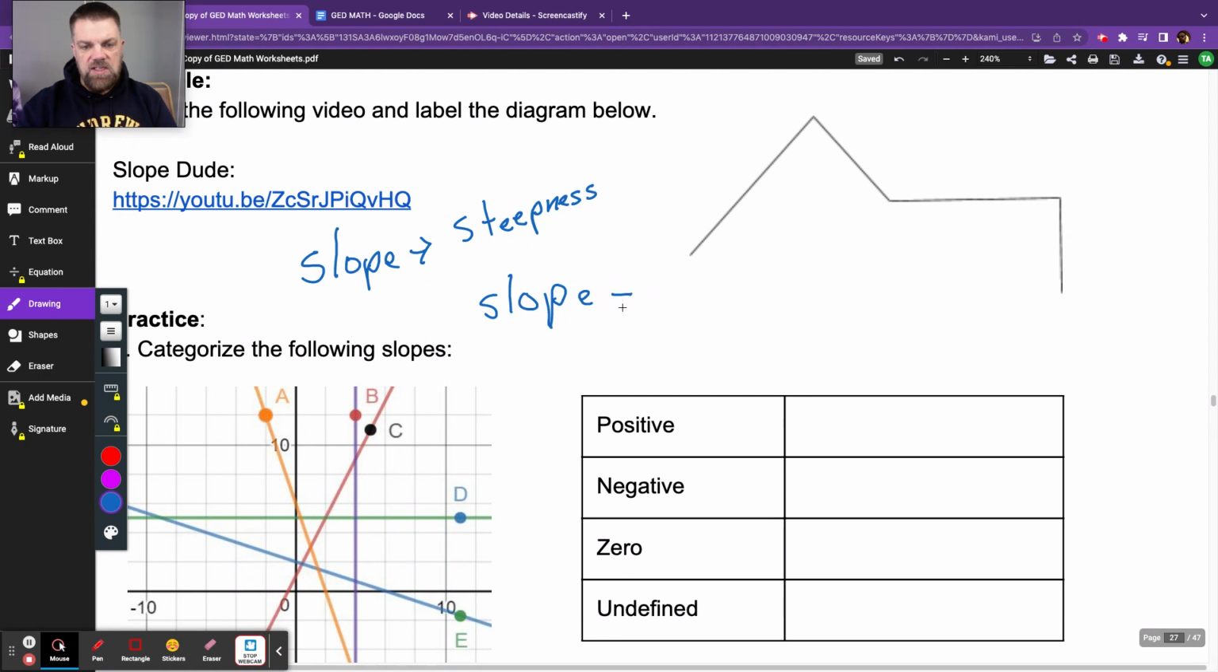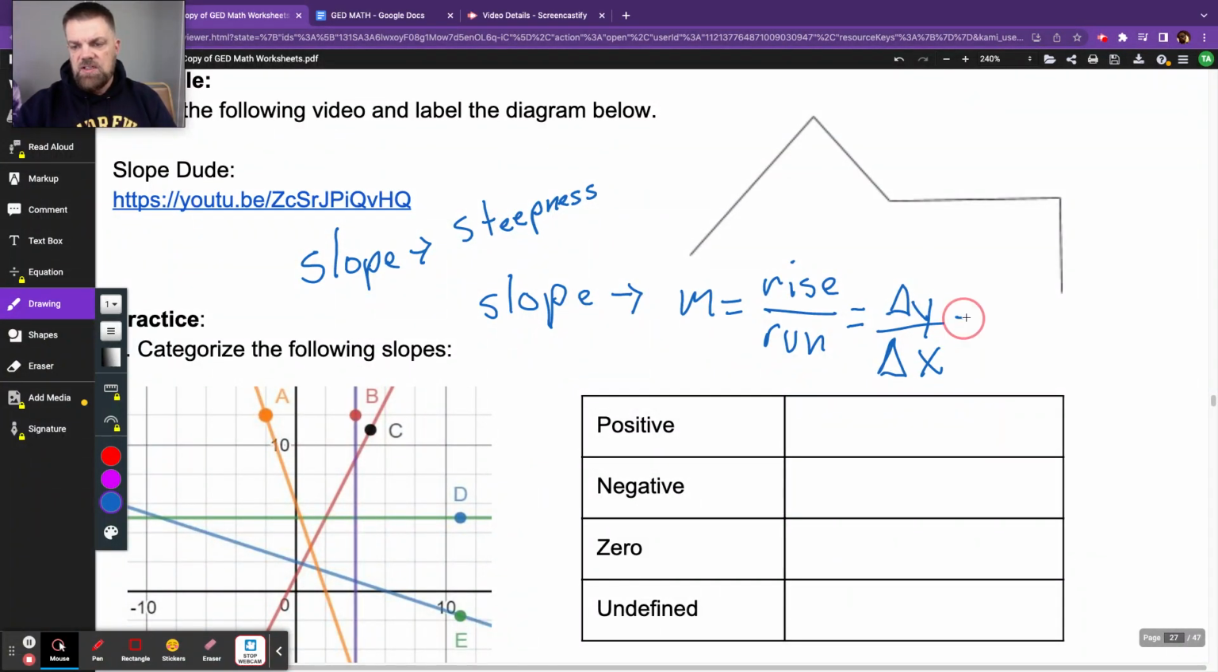at some point in time, we'll talk about it being represented by the letter M, and it is the rise over run. So on this particular page, we're not going to dive too deep into the rise over run, but we will talk about positive and negative and zero and undefined. So the rise over run is really delta y over delta x, and those look like triangles, but it's actually the Greek letter delta, and the delta symbol means change.